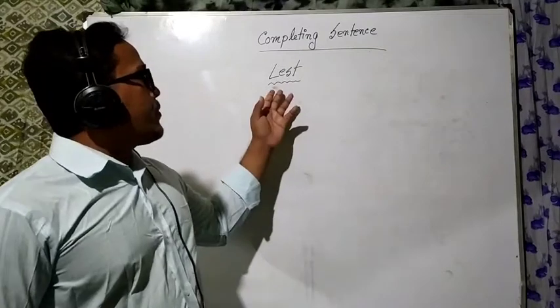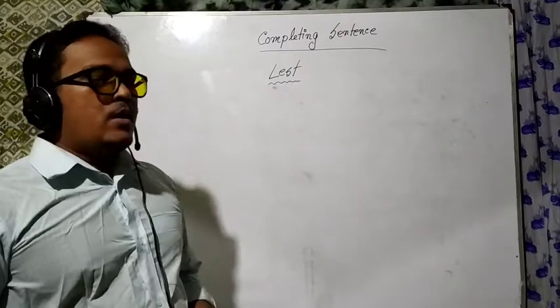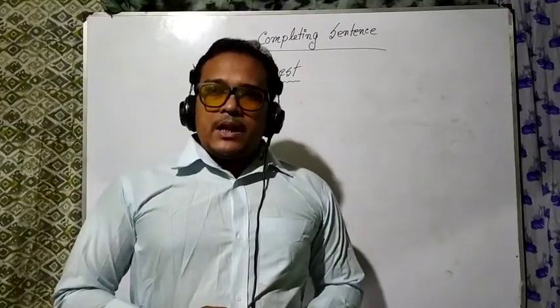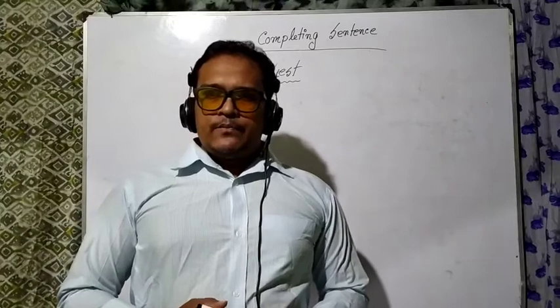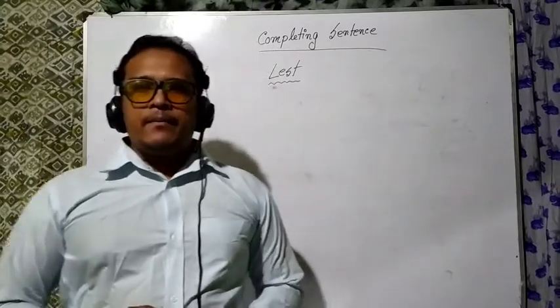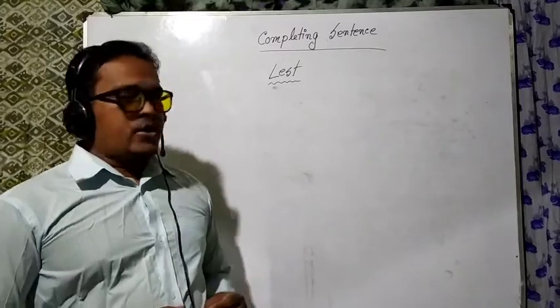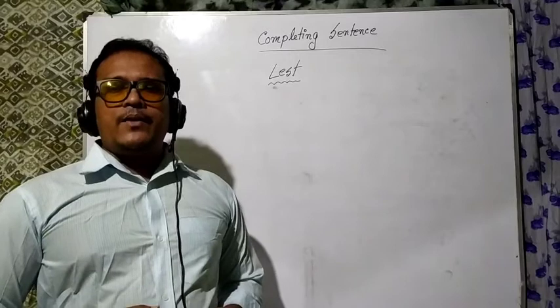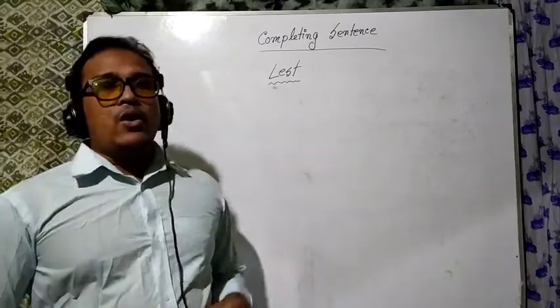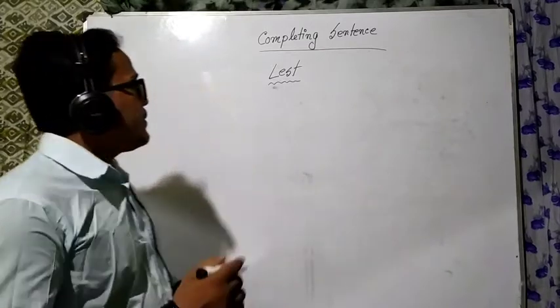Here is another important topic of completing sentence: lest. The conjunction lest is not very common in modern English. The word has a negative meaning. Therefore, it should not be used with not. The only auxiliary verb that can be followed by lest is should. Here I give you the structure.